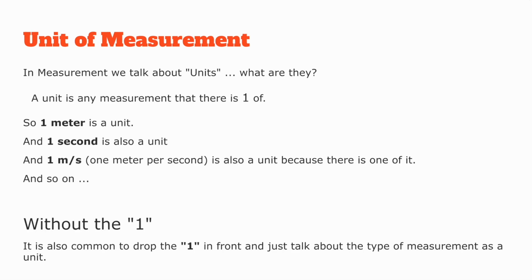Now let's look at the unit of measurement. In measurement, we talk about units. What are they? A unit is any measurement that there is one of. So 1 meter is a unit, and 1 second is also a unit. And 1 meter per second is also a unit because there is one of it, and so on. It is also common to drop the one in front and just talk about the type of measurement as a unit.